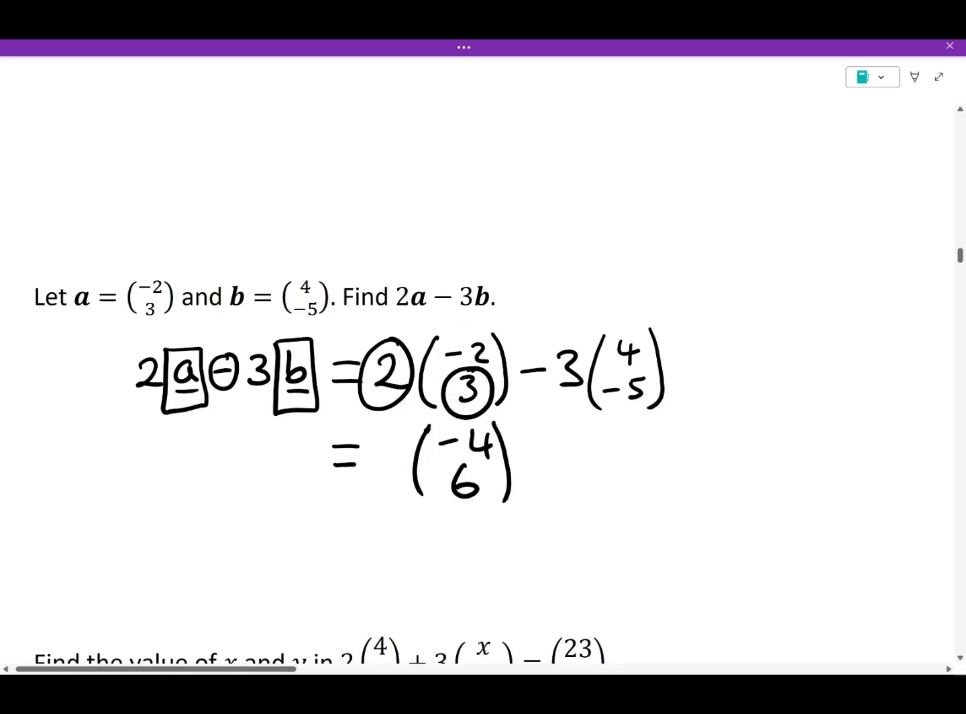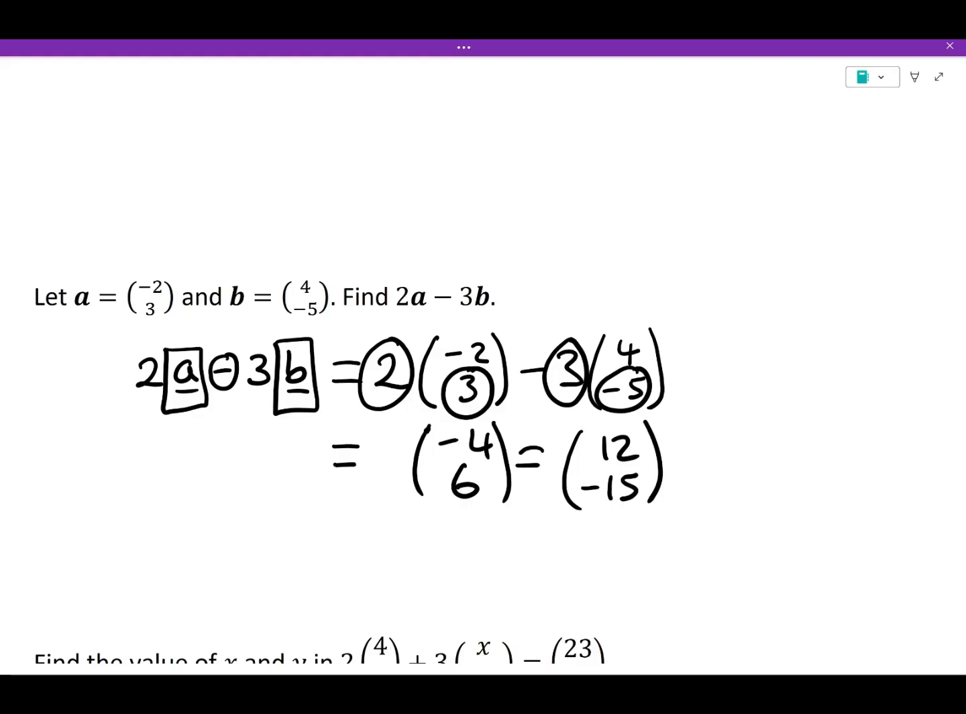Now just be careful with this second part, as there's two ways of approaching it. What we could do is multiply the vector by 3. If we do that, the subtract symbol here has to remain. So I'm going to put that there. And let's multiply both components by 3. So 3 times 4 gives me +12. And then 3 times -5 would give me -15.